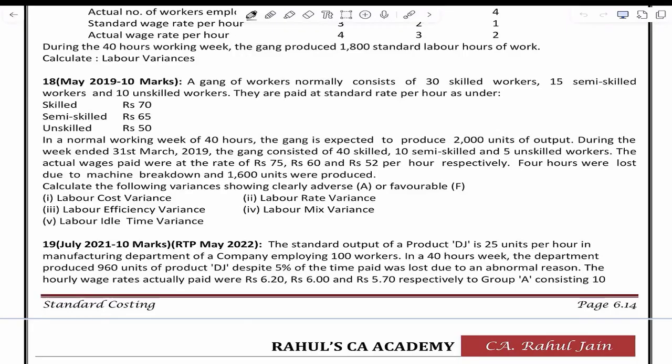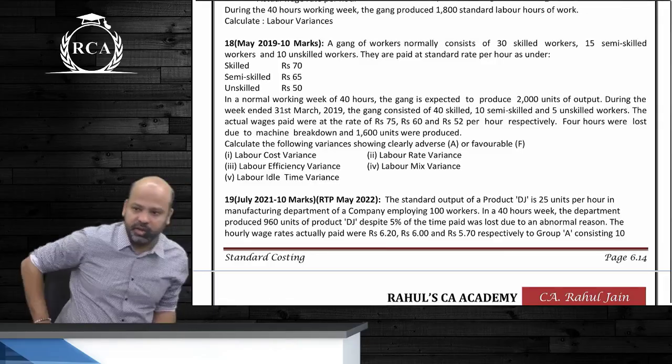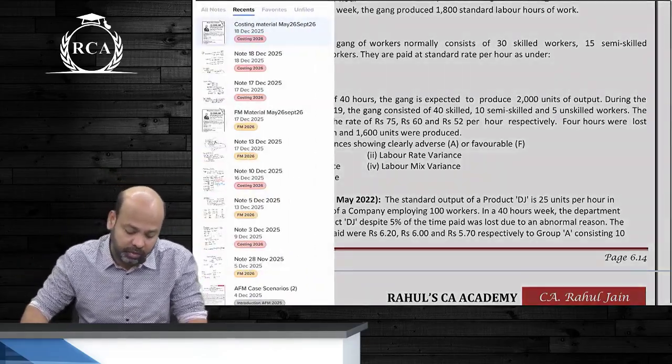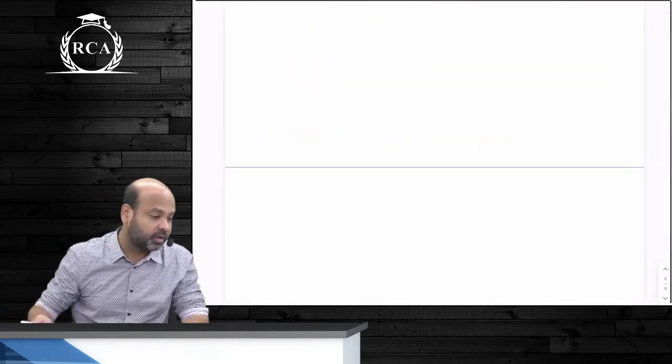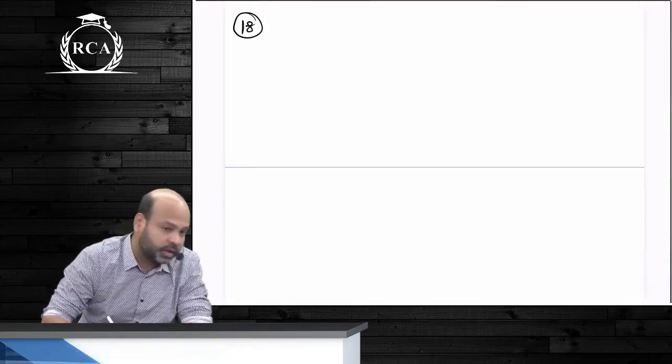Standard hours for actual output is 1760 hours. Instead of directly giving you that the gang has produced 1800 standard hours of work, they've given us that if all the workers work for 40 hours, the expected output is 2000 units. But then we know that the actual output is not 2000 units. The actual output is only 1600 units.